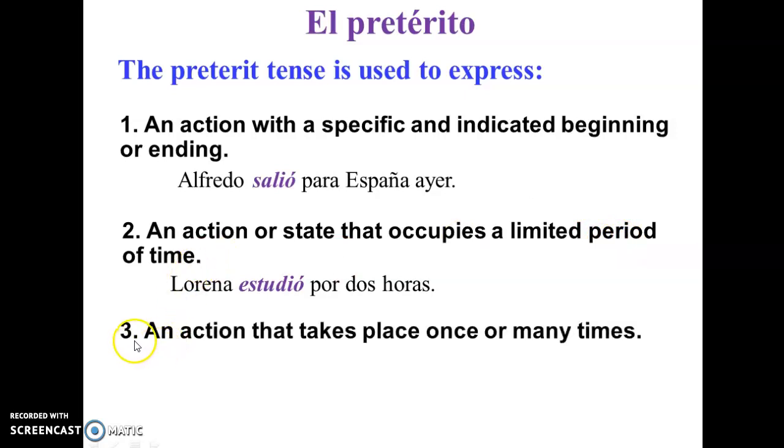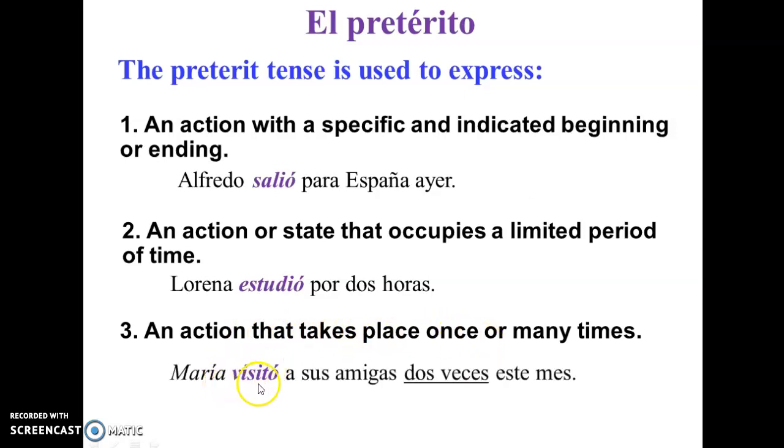And rule number 3, when an action takes place once or many times. María visitó a sus amigas 2 veces este mes. So we're saying that Maria visited her friends twice this month. And of course, it can be 3 times, 5 times. It's going to depend on the number. Then we can make the change here. If it's just 1, una vez. And if it's 5, 5 veces.